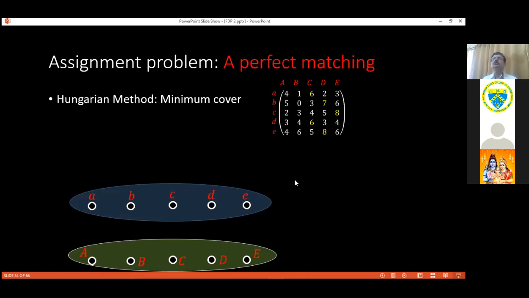For that, here is the matrix you represent. For person A, if I assign the job capital B, I'm getting 1 rupee profit. This is the matrix.